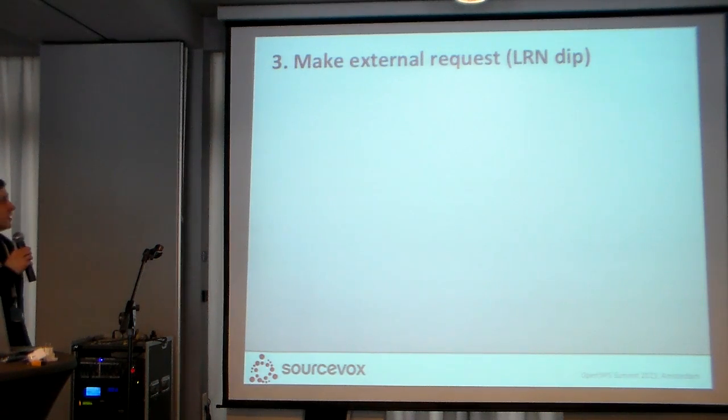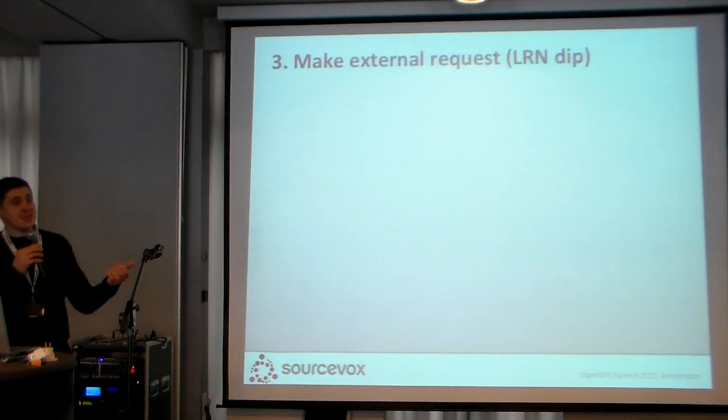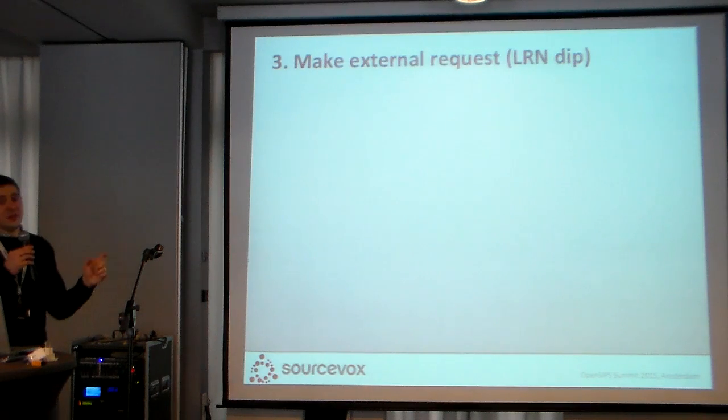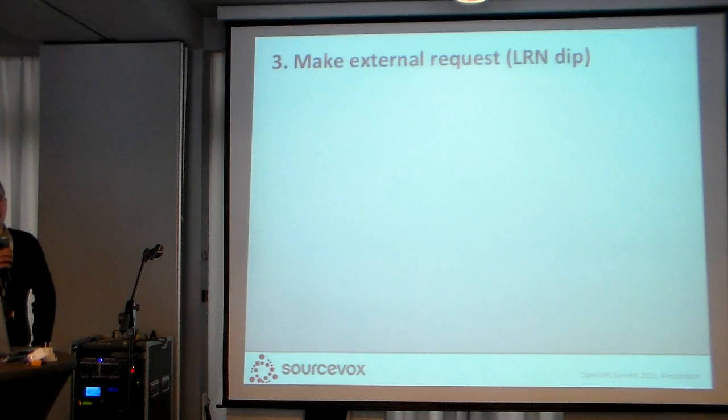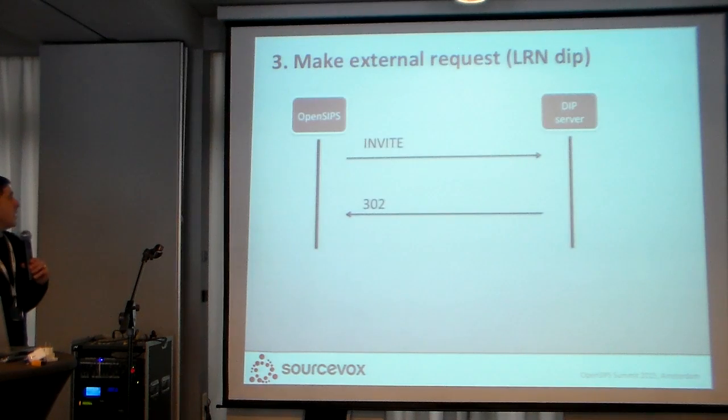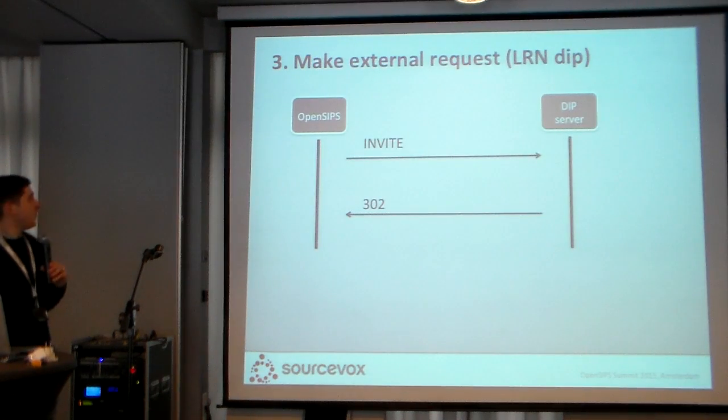When you route a call in the USA, the number that you're actually sending the call to is not necessarily the number that you would like to route the call to. If the number's been ported, for example, you need to know that information, and you need to know which exchange that number's been ported to. So in this example, what we would need to do is do what's called an LRN dip.